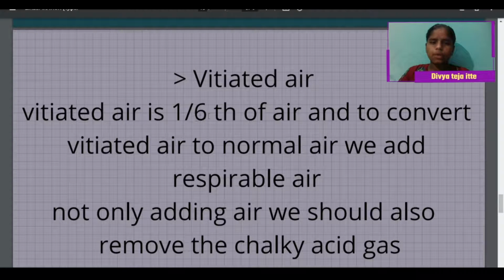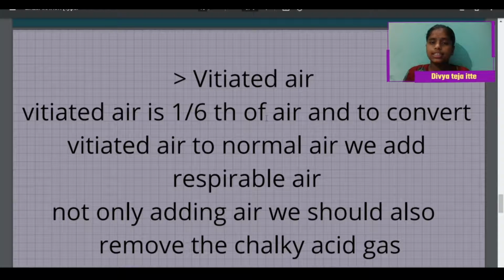Okay. So now let's see what is vitiated air. Vitiated air is 1/6 of air, and to convert vitiated air to normal air, we add respirable air. The air we breathe is respirable air, and to convert this vitiated air to normal air, we should add respirable air.